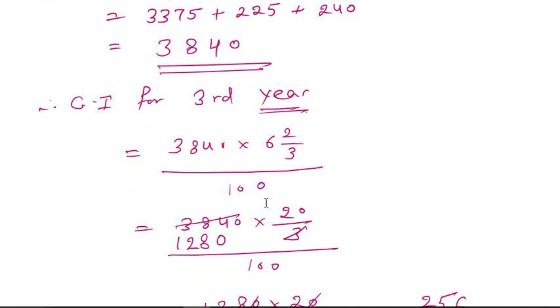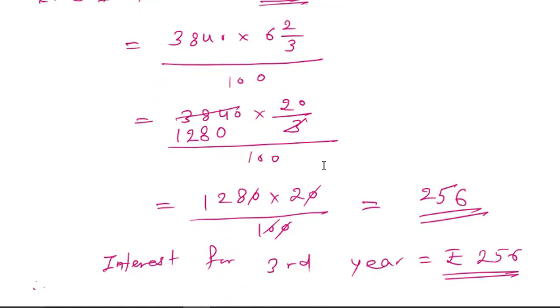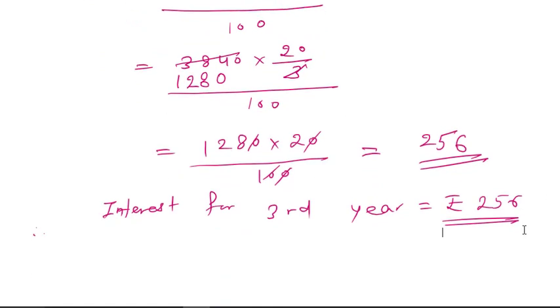Now as in each successive year I am adding interest, the interest which I will get will be the compound interest for third year. So by calculation we got compound interest for third year as rupees 256. I hope you understand this problem. Okay.